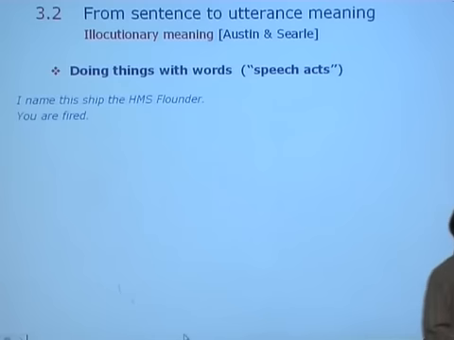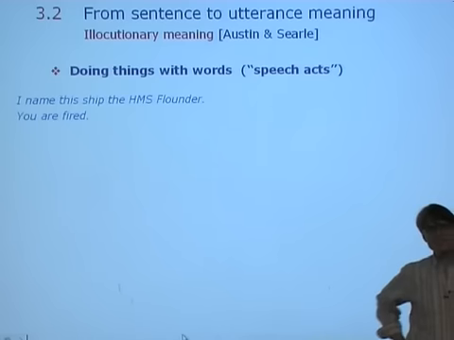Famous example. You are fired. Well, is there something special about these sentences? When you compare them to "George kicked the ball"? Yes, and when they say it, the action already is done. Yes. And what about truth?